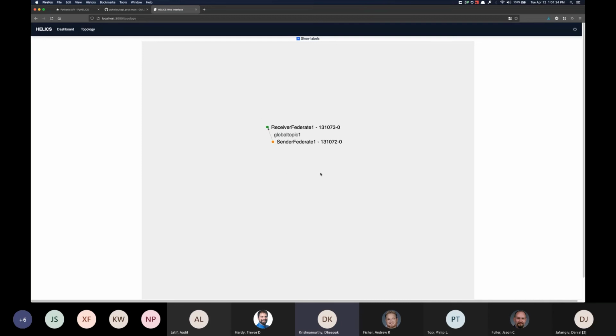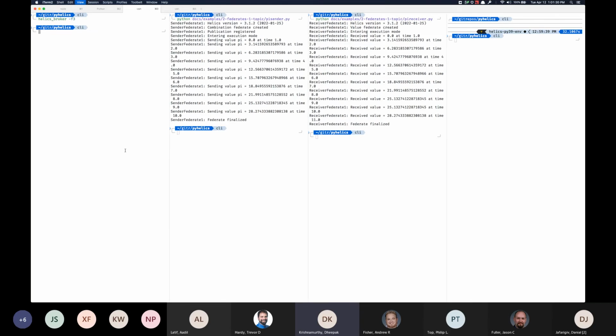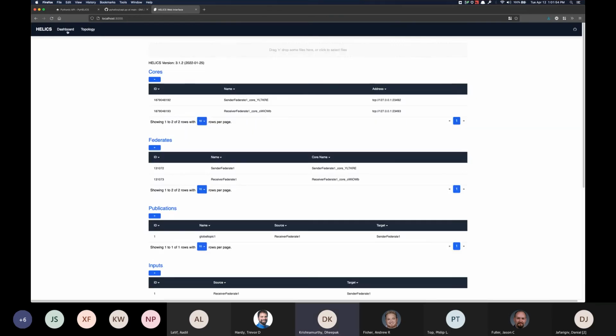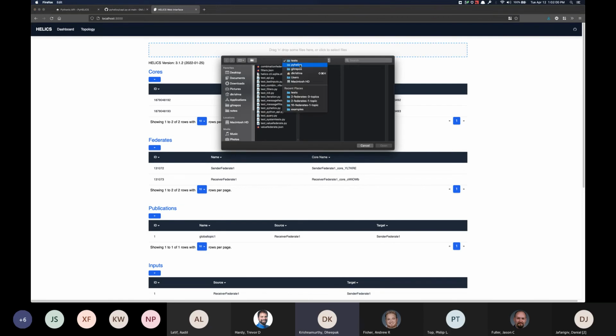Now, for a single topic between 2 federates, it's not super interesting. So let's say I run a different example now. This is 3 topics, but again, just between 2 federates. So this will just take about 10 seconds to finish. Okay, so that completed.